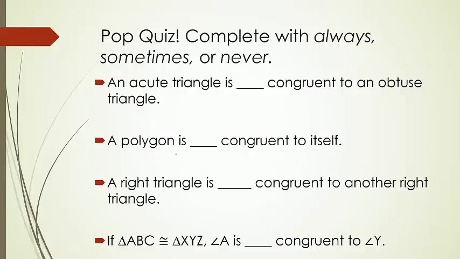For the first blank, it says an acute triangle is, this should be never, so I'm just going to put an N for never, congruent to an obtuse triangle. Obviously, congruent means exact same size and shape, so it's not possible for an acute angle to be the same as an obtuse. The second one is always. Something always equals itself. That's more along the lines of common sense.